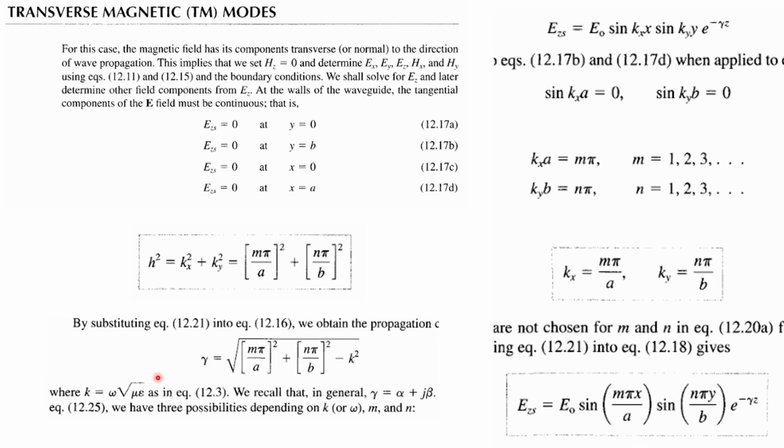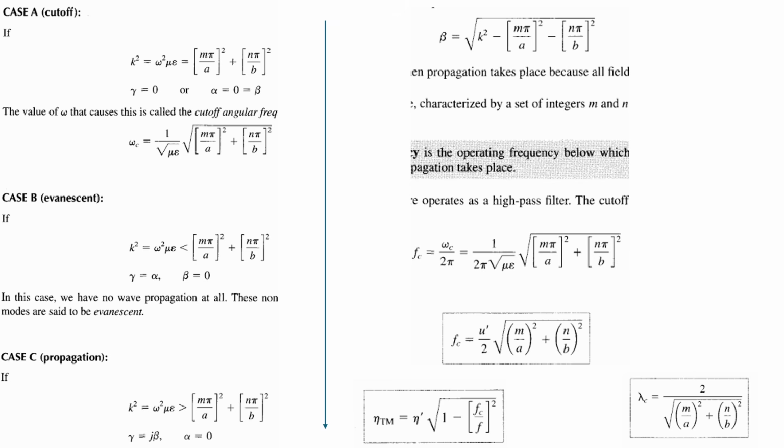And gamma is one of the important parameters that will now be used to characterize the different mediums. So you should remember this one. Gamma is what? Gamma square is kx square plus ky square minus k square, right? So you must remember the values of gamma. Gamma is alpha plus j beta. So alpha will be 0 for our case.